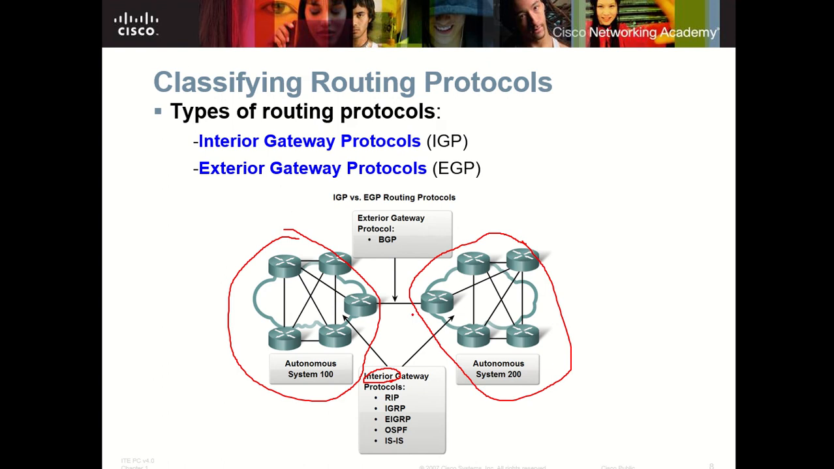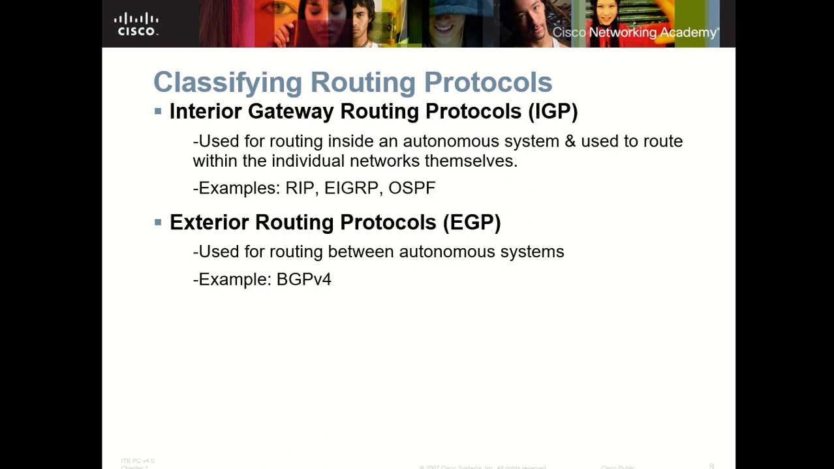Alright? When you connect one autonomous system to another autonomous system, for sure they use what are called border gateway protocols to connect the two autonomous systems. Alright? Okay, so as I mentioned earlier, these are examples of interior gateway protocols.